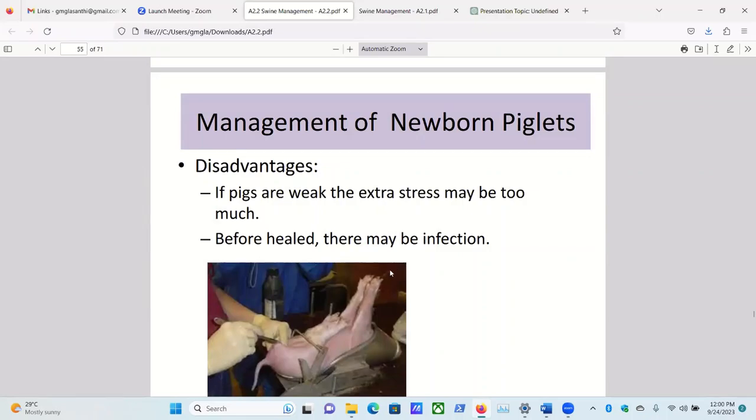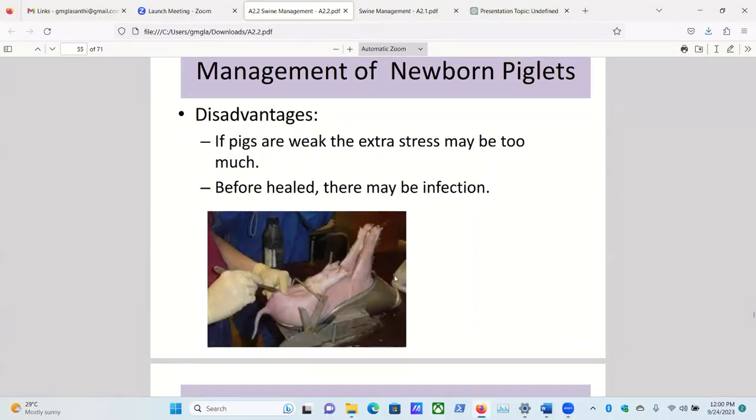Because they are producing testosterone. Once you do castration, such type of smell is not there. At the same time, there are some disadvantages as well. Excessive bleeding will be there. It takes time to heal as well because this is a surgical castration.